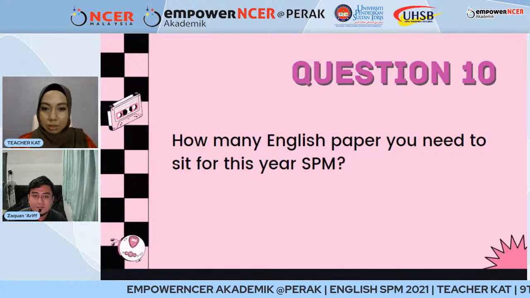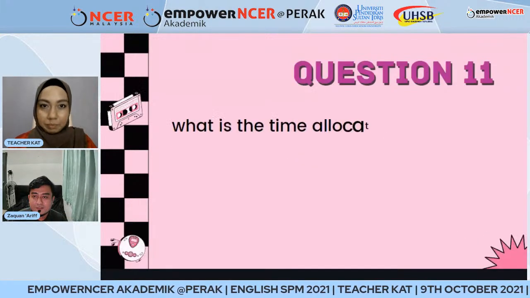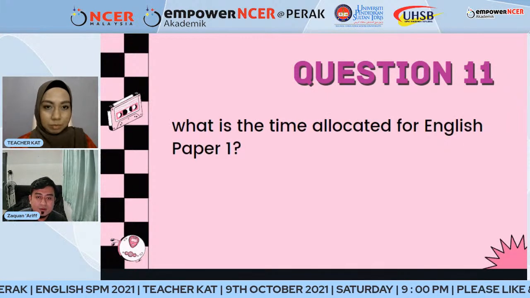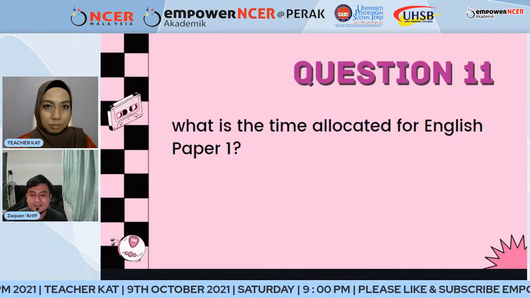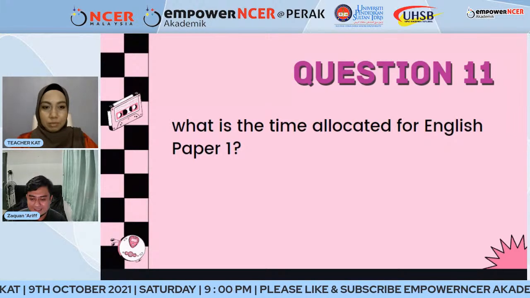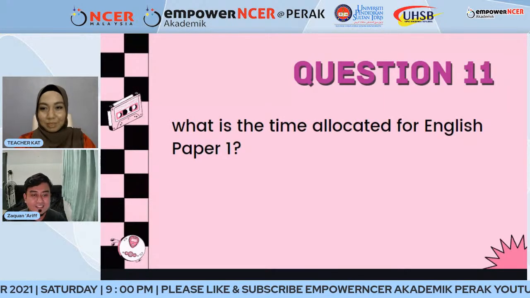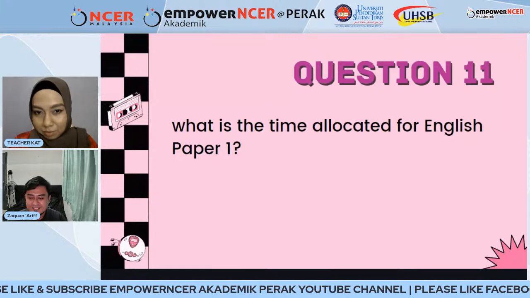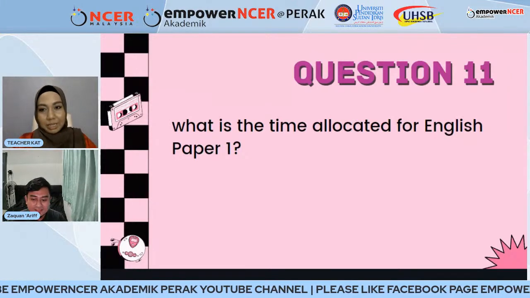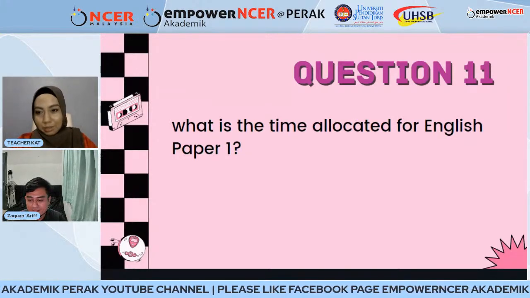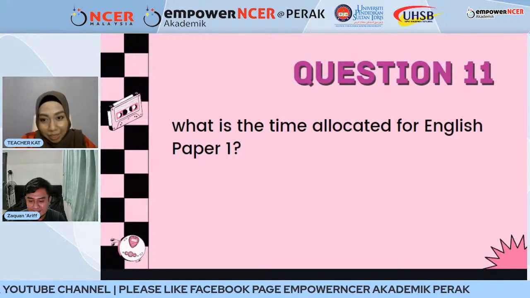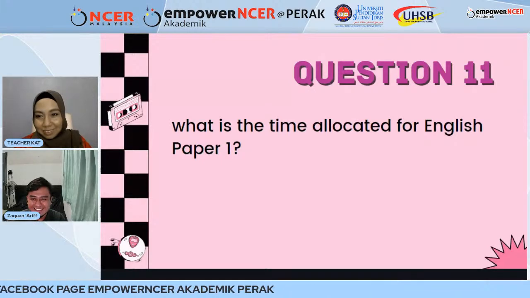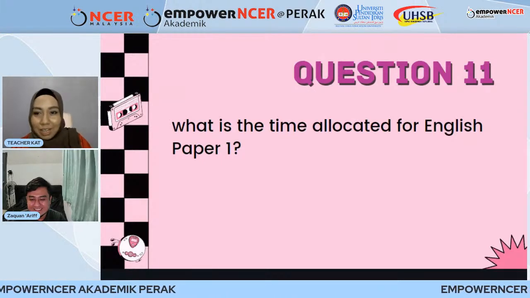Okay, guys, five more questions to be given to five students. What is the time allocated for English Paper 1? You're supposed to know this. What is the time allocated? 10 minutes? Too short, I guess. No, it's not.